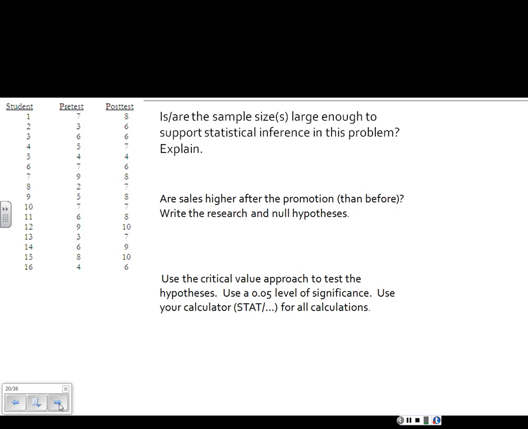Now what you could do is draw a box plot. I'm probably not going to ask you to do that on this problem, but we'll see. For now, we're not. We're just going to say as long as there aren't outliers or extreme values. Anyway, are sales higher after the promotion than before? HA, matched pairs, one mean greater than 0. H0, one mean equal to 0.